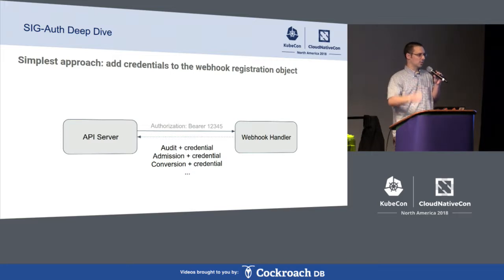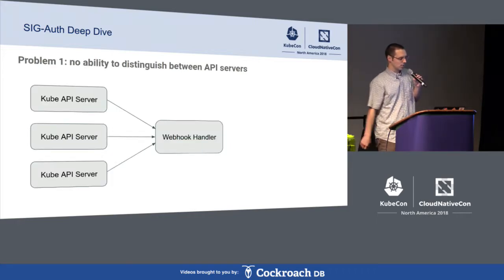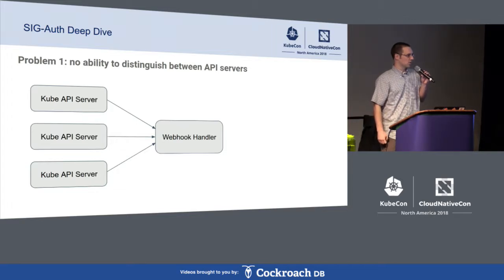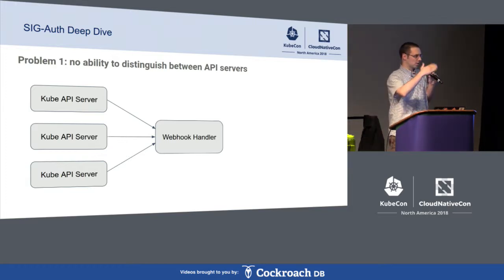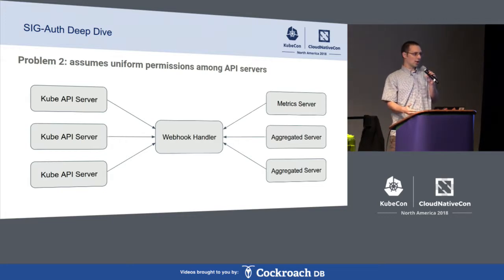So when you say, I want to call out to this webhook, also point to this secret and have the API server read a credential from the secret and attach it to the webhook request. That can work in some cases, but it makes a couple of assumptions. The first problem with that approach is that you can't distinguish between API servers. If you have multiple API servers and all of them are making audit calls or webhook calls and they're just reading this shared credential, you don't have the ability to distinguish between them. The second problem is that the Kube API server is not the only one making calls to these webhooks. If you have other aggregated add-on servers, you can't assume that they should all have access to this shared credential.